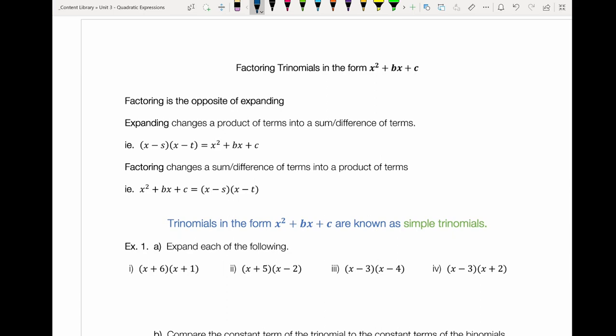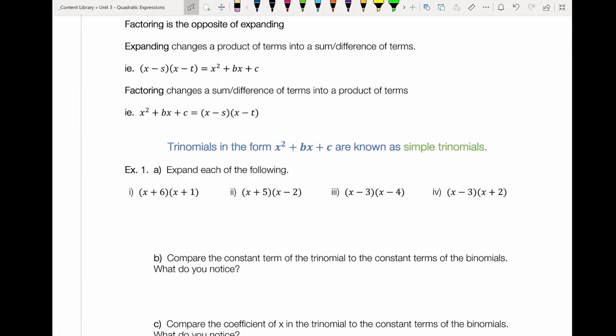In this note, trinomials, or three terms, in the form x squared plus bx plus c are known as simple trinomials. They're simple because the value in front of the x squared is 1. Whenever that value in front of the x squared is 1, it's a simple trinomial, and you can use these steps.